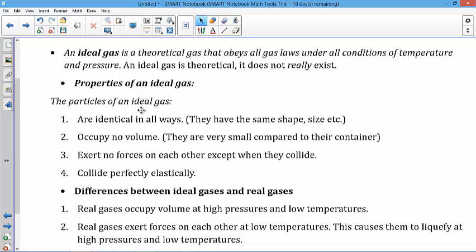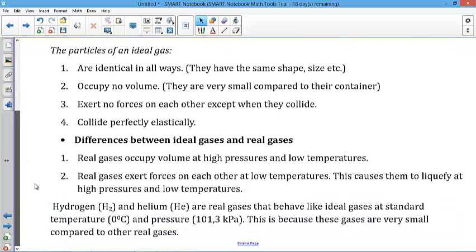Number one, all particles are identical in all ways. Number two, the particles of an ideal gas will occupy no volume because they're very small compared to their container. Number three, they exert no forces on each other except when they collide. Number four, they collide perfectly elastically.